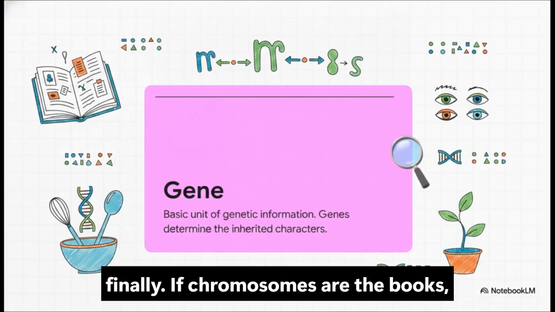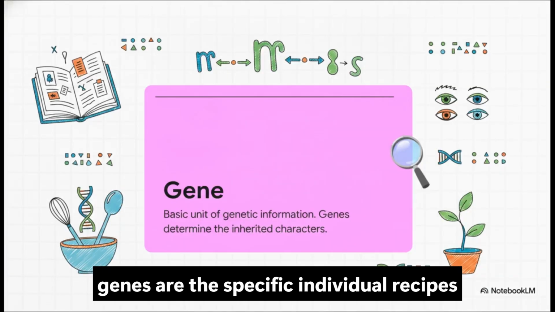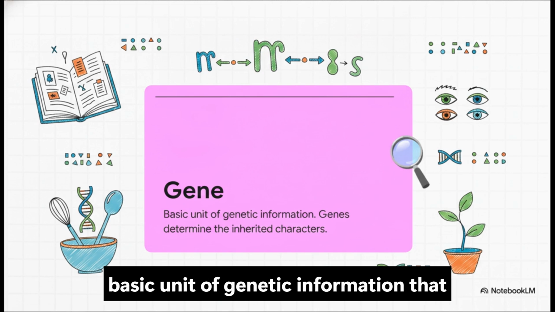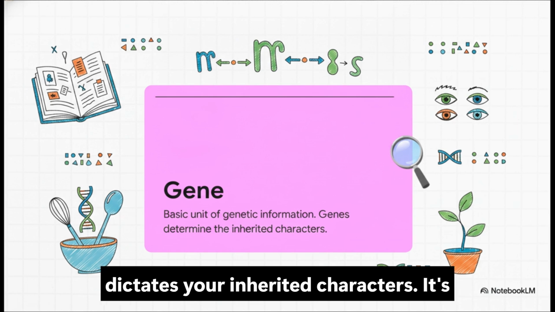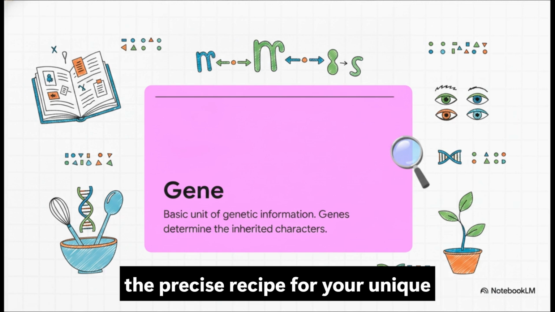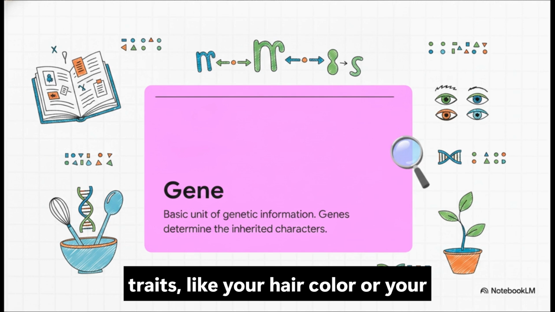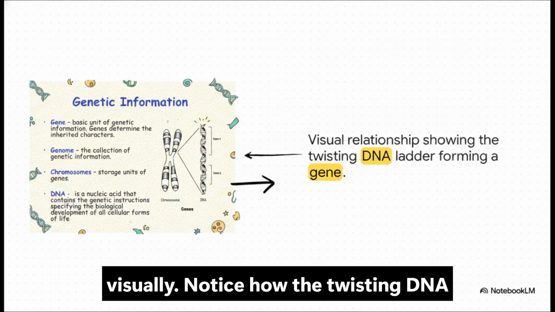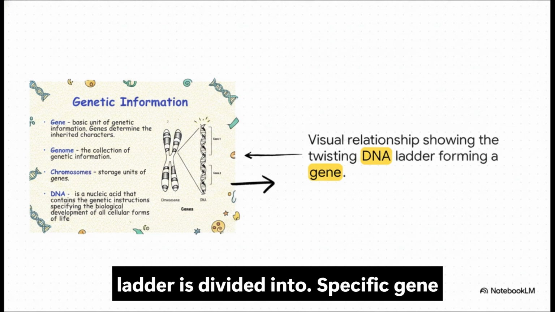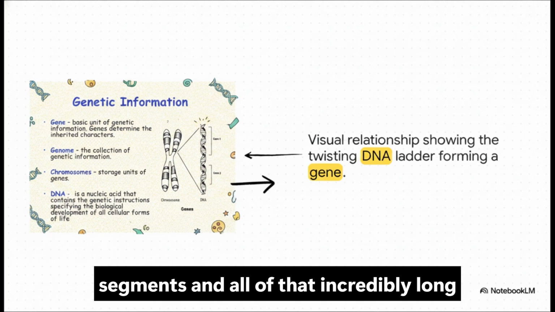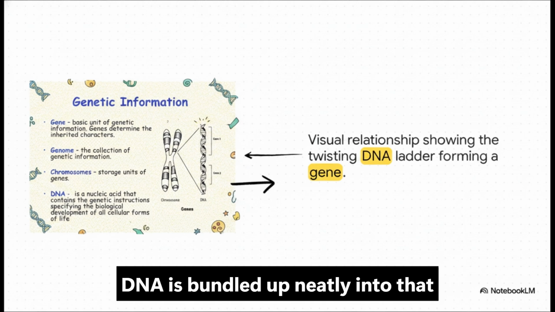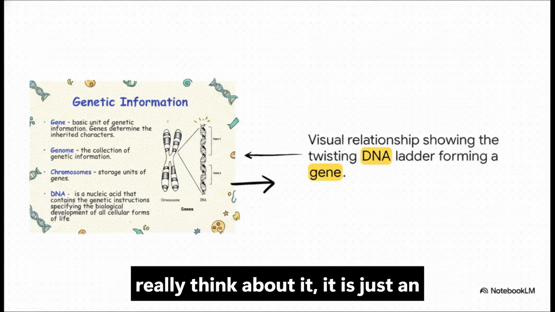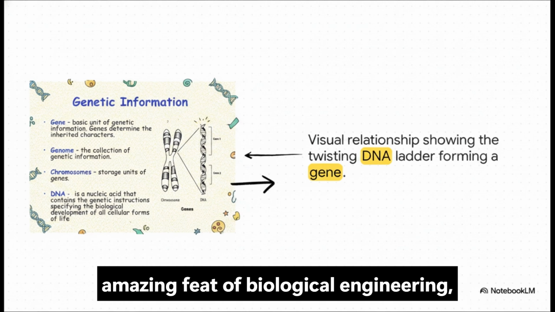Finally, if chromosomes are the books, genes are the specific individual recipes found inside those books. A gene is the basic unit of genetic information that dictates your inherited characters. It's the precise recipe for your unique traits, like your hair color or your blood type. Let's piece this all together visually. Notice how the twisting DNA ladder is divided into specific gene segments, and all of that incredibly long DNA is bundled up neatly into that classic X-shaped chromosome. When you really think about it, it is just an amazing feat of biological engineering.